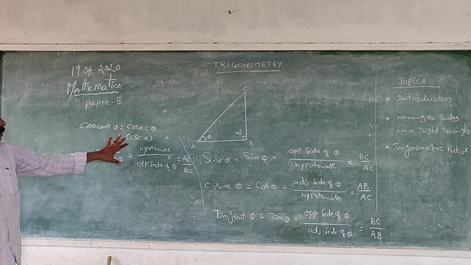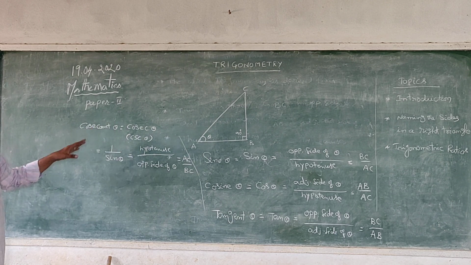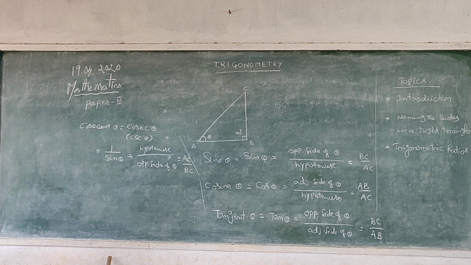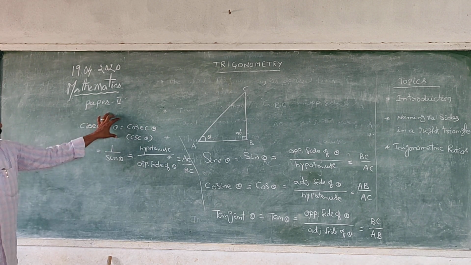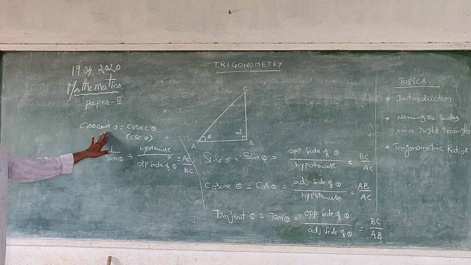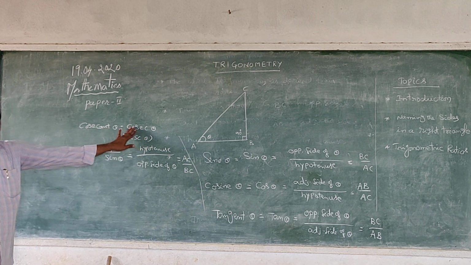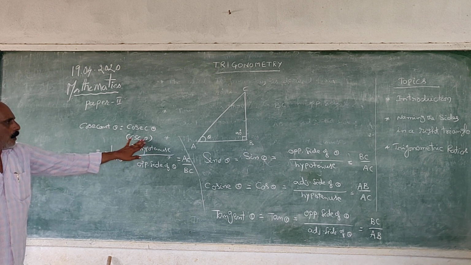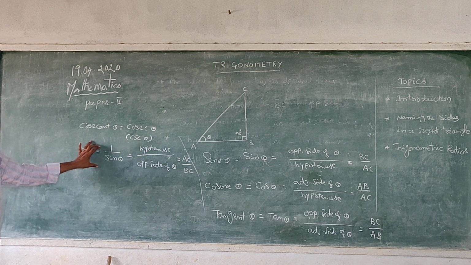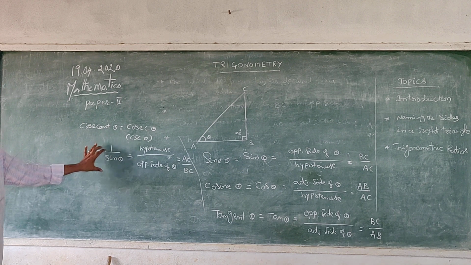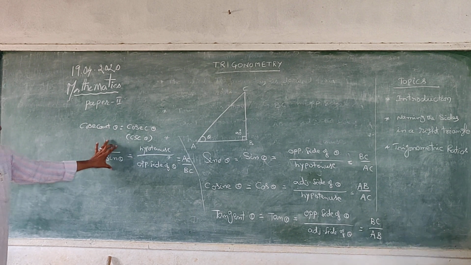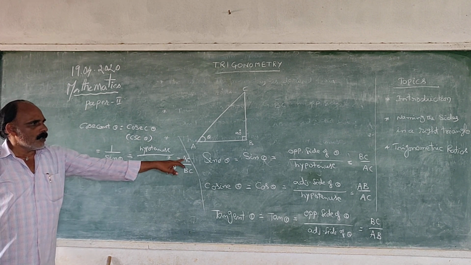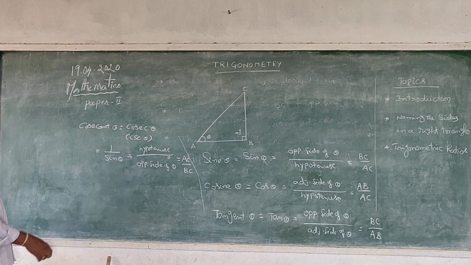First, the multiple inverse of trigonometric ratio cosecant theta is briefly written cosec theta, also written CSC theta. Cosec theta is equal to the multiple inverse of sin theta. So 1 by sin theta is equal to hypotenuse by opposite side of theta. So AC by BC.